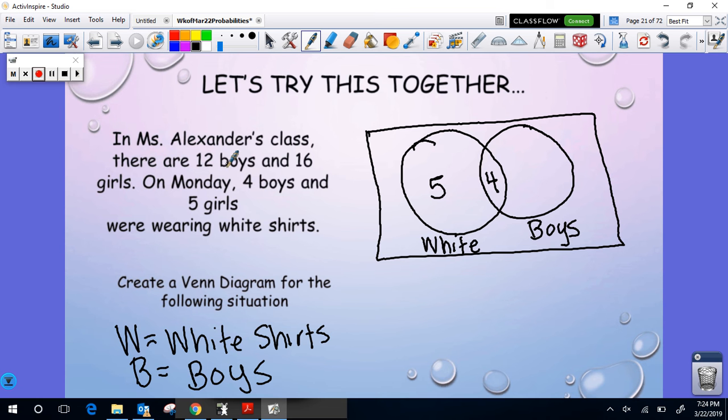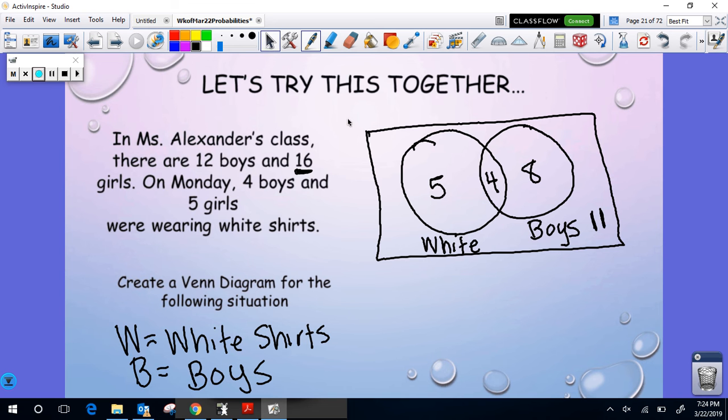Now it tells me that I have 12 boys. I already have 4 here, so I should have 8 over here for boys. So let me count that: 8 plus 2 is 10, plus 2 more is 12. Alright, so I got 8 in that spot, and then I have 28 people in all. So of those girls, 5 of them have on white shirts, and I got 16 girls in all. That means I have 11 girls that are not boys and don't have on white shirts. Okay? So that is my Venn diagram created.